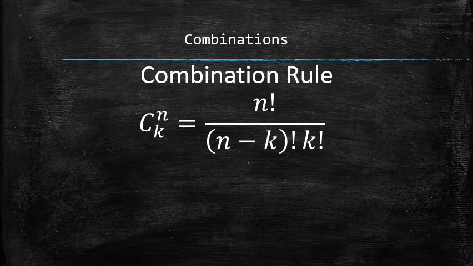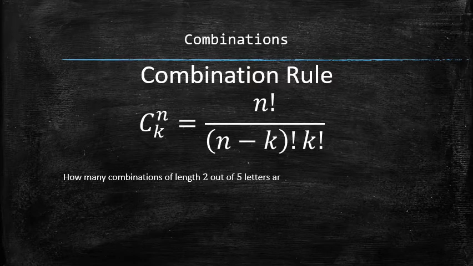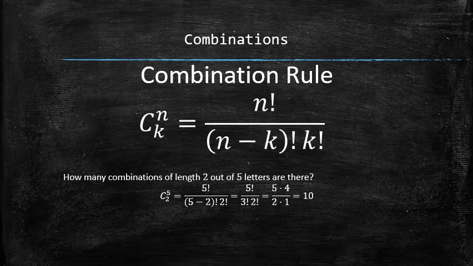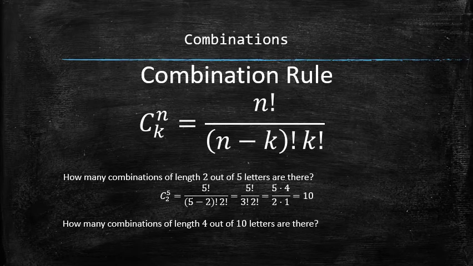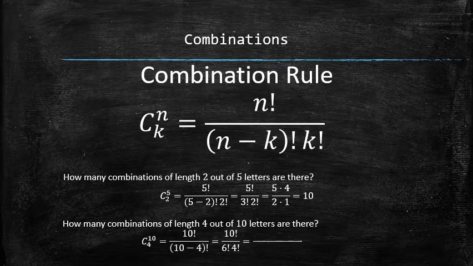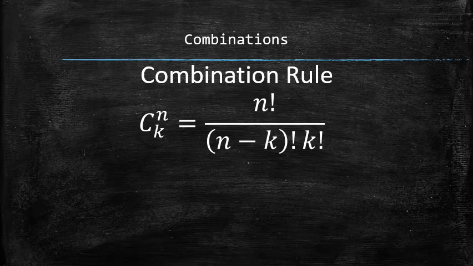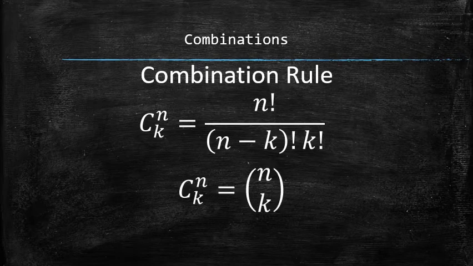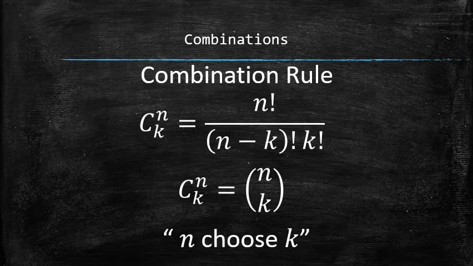And let's do a few applications of it. How many combinations of length 2 out of 5 letters are there? The answer is 5C2, which we can now compute using the formula. Next, let's find how many combinations of length 4 out of 10 letters there are. The answer is 10C4, which we now can compute using the formula. Alternatively, the following notation is commonly used in the literature, and we frequently read these symbols as n choose k.